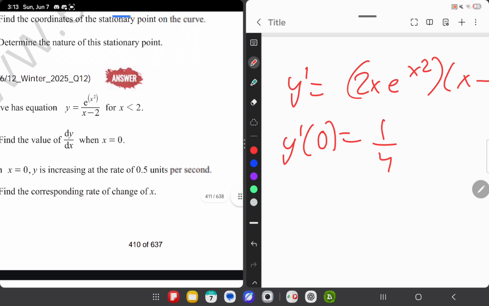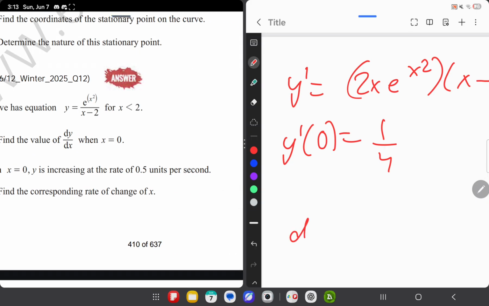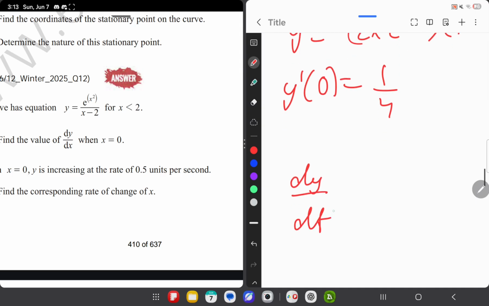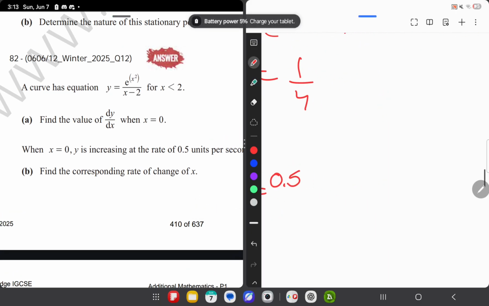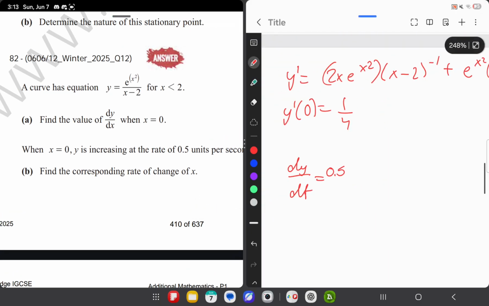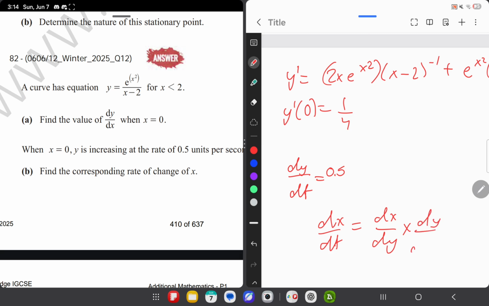Y is increasing. Okay, dy/dt is equal to 0.5. Find the corresponding rate of x. What do we need to find? dx/dt. So dx/dt is equal to dy/dx. No, we want to find dx/dy times dy/dt. So this is x over y. So this is actually 4. We flip the fraction, and this is 0.5. It is what? A half. We get a value of 2.